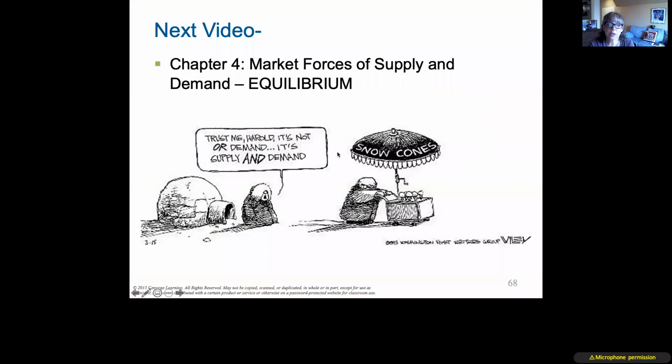The next part of this is going to be equilibrium, and we're going to look at taking the two charts and putting them together, because it's supply and demand, not supply or demand, right? So we'll take a look at that next.